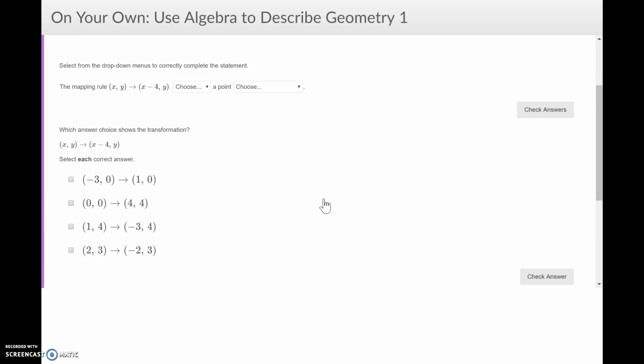All right. So the mapping rule, (x, y) goes to (x - 4, y), and y remains the same. Once again, the translation is happening to x. That's the horizontal direction. And let's see what our drop-down choices are. So it is a translation when you slide. And minus 4 means you're moving 4 units to the left.